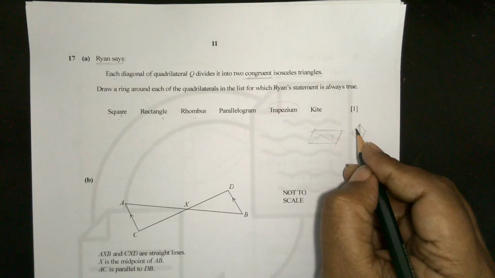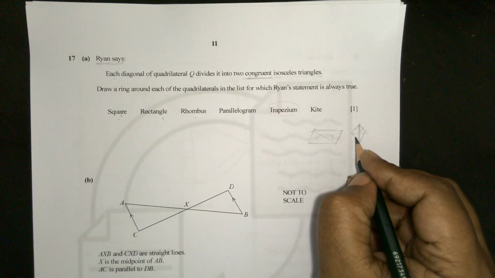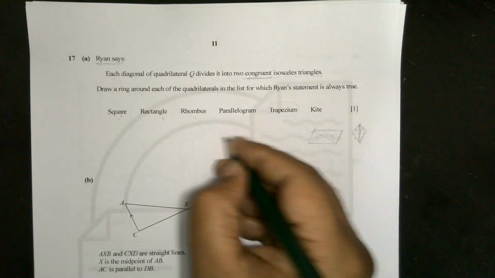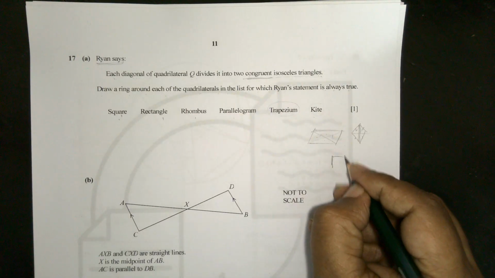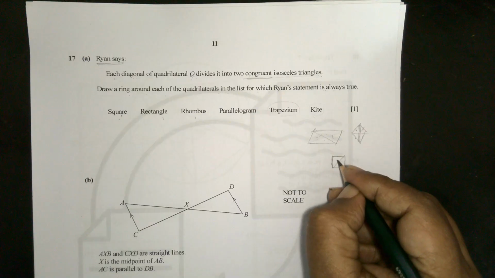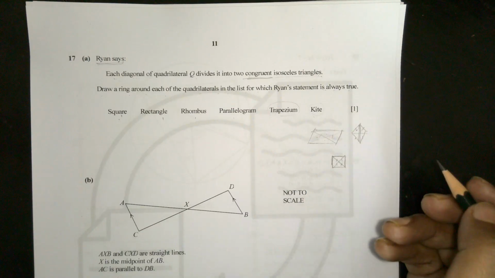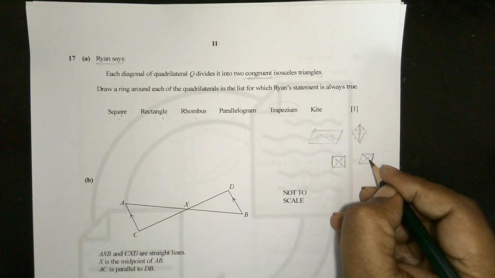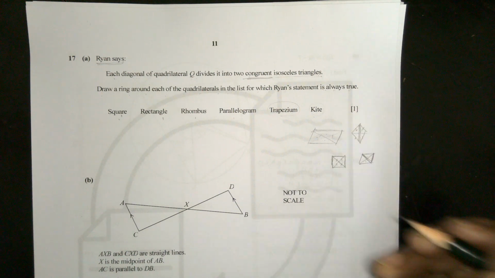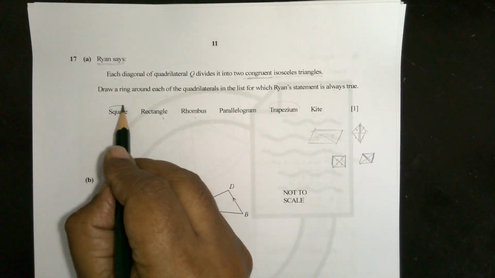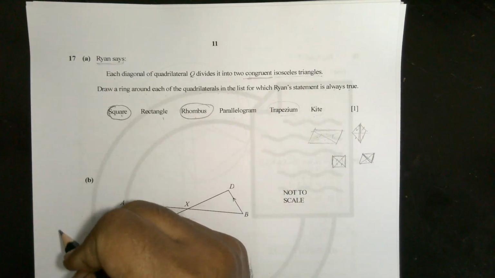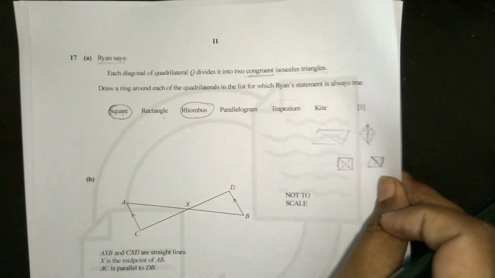This triangle and this triangle are isosceles, but they are not congruent. But in a square, if you draw this, all of these are equal, so they are congruent triangles. If rhombus, again all of them are congruent, so the two circles will go on square and rhombus.